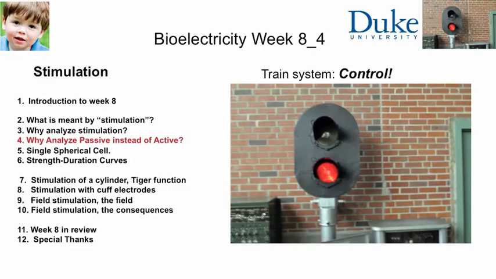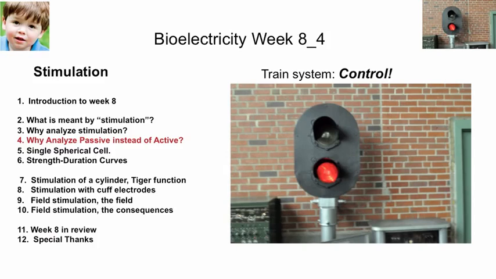So in this third introductory segment, well, fourth actually, I'd like to ask the question, why analyze passive tissue instead of active? In the subsequent segments, you'll see that we do a lot of analysis of different kinds of stimuli, and we generally assume the tissue is passive rather than active. Well, everybody knows that the tissue that we care about is active tissue. So why are we analyzing passive tissue instead, or at least assuming passive properties in the course of the analysis?